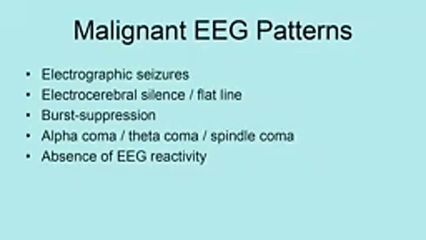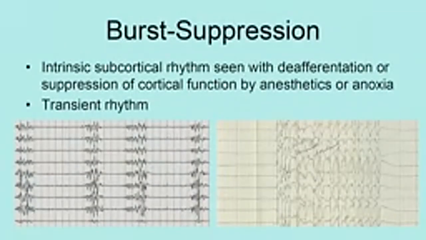So the classic kind of malignant patterns that you see that have poor prognostic information are electrographic seizures, what's called burst suppression, which is alternating periods of EEG suppression and abnormal activity, and non-reactive EEG patterns, EEG that does not change with external stimulation. Here's an example of burst suppression. The one on the left is actually anesthetic burst suppression. The one on the right is actually burst suppression induced by anoxia. They can look similar, but these are alternating periods of EEG suppression and then bursts of EEG activity.